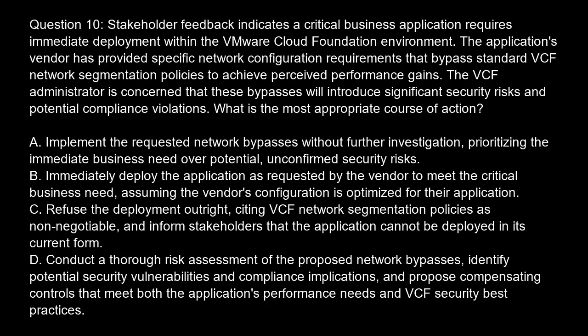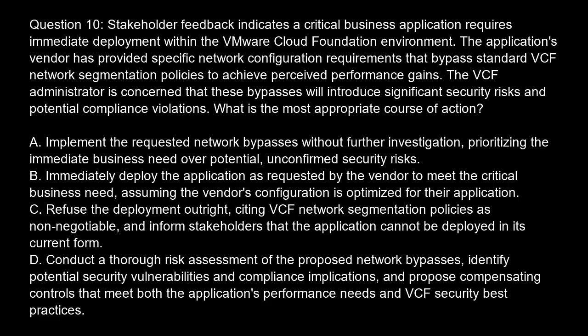Option A. Implement the requested network bypasses without further investigation, prioritizing the immediate business need over potential, unconfirmed security risks. Option B. Immediately deploy the application as requested by the vendor to meet the critical business need, assuming the vendor's configuration is optimized for their application. Option C. Refuse the deployment outright, citing VCF network segmentation policies as non-negotiable, and inform stakeholders that the application cannot be deployed in its current form.